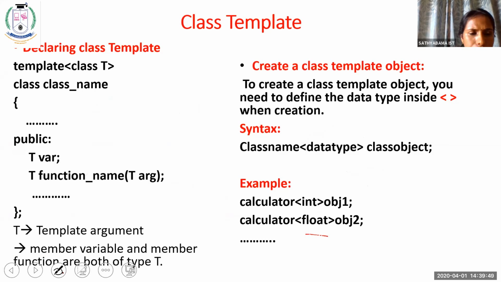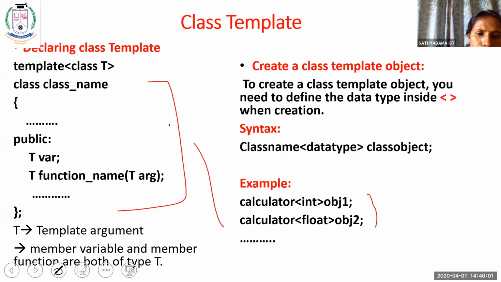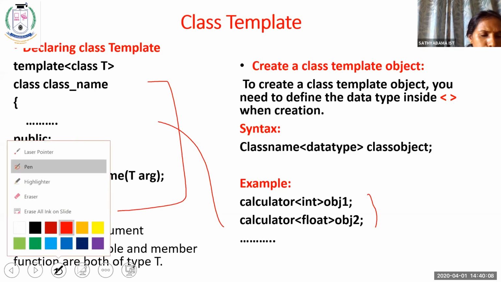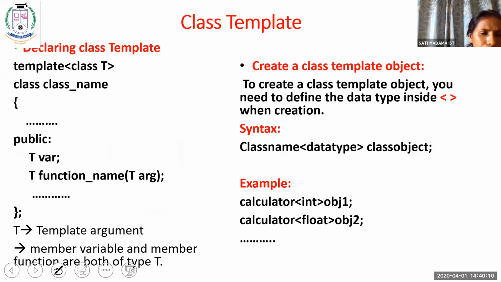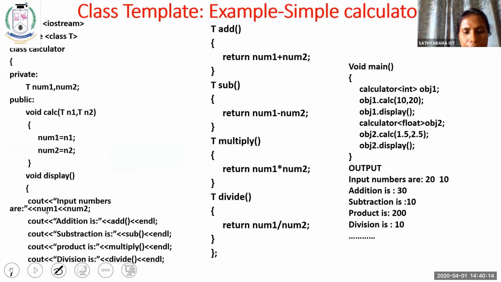Got it? See, listen here. The class implementation is done only once, right? But with the support of objects on different data types, you can call the functions that work on different data types. That is the major concept behind your class. Okay? So once you go through the program example, you can easily understand this.